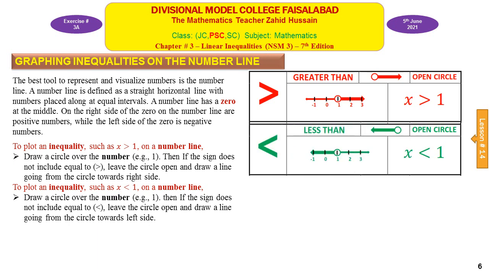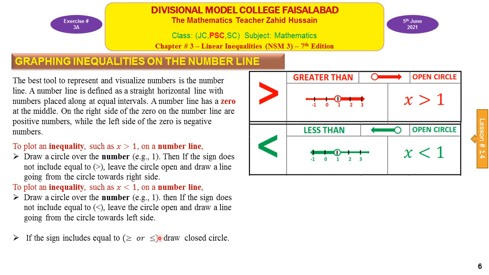And to plot an inequality such as x less than 1, the case is the same. The only difference is that you will bold the number line towards the left hand side. For less than, the number line will be bolded towards the left hand side, and for the greater than sign, the number line will be bolded towards the right hand side. Or you can draw an empty, unshaded, open circle over the number, and from the circle draw a line towards the left hand side and put an arrow there.